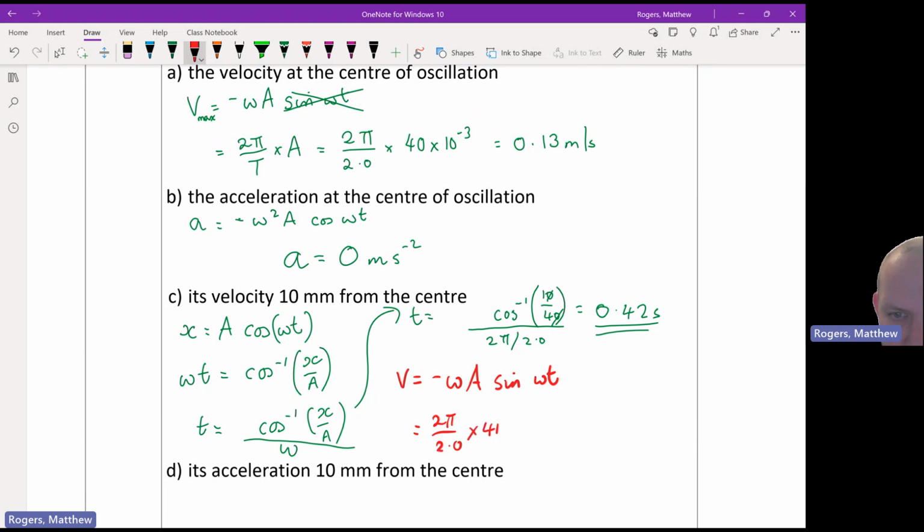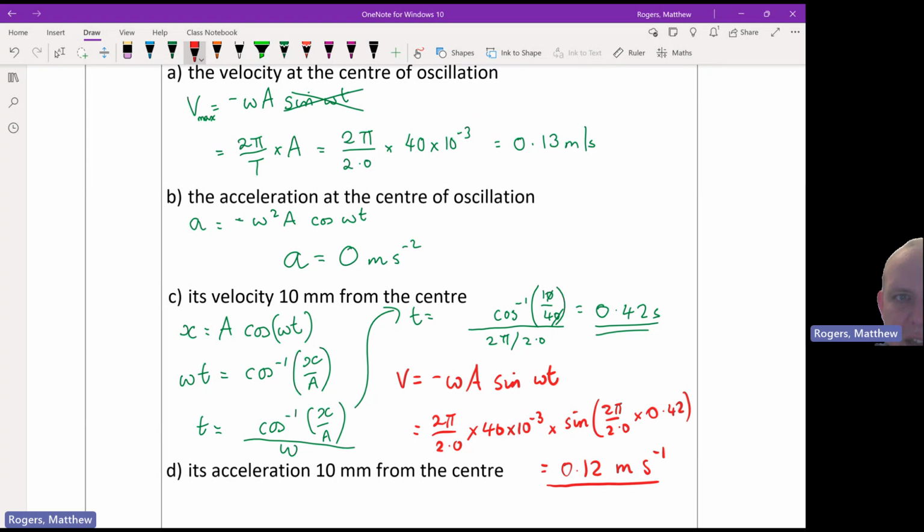times A. Here we do need to get the units right, so 40 times 10 to the minus 3 multiplied by the sine of omega t. That's again 2 pi over 2.0 times t, which now is 0.42. So we've got pi times 40 times 10 to the minus 3 times the sine of 0.42 times pi gives us a speed of 0.12 meters per second.